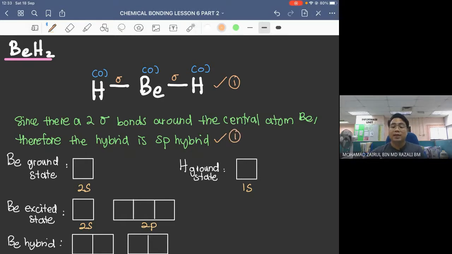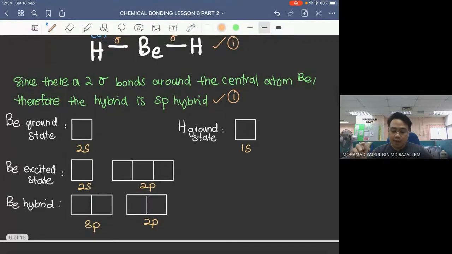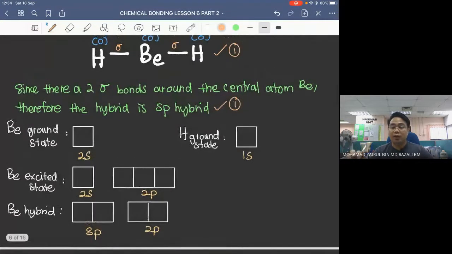Okay, so macam saya kata tadi, after awak determine the hybrid, you need to draw the valence orbital diagram for the central atom. Okay, for the central atom, awak kena tunjukkan dia punya orbital diagram for the ground state, excited state and also for the hybrid. Okay, since beryllium is located at period 2 and group 2, dan beryllium ni adalah element from s block. So the valence orbital dia mesti adalah 2s orbital, dan since dia adalah group 2, that means beryllium akan ada 2 valence elektron. So kita akan lukis 2 valence elektron.